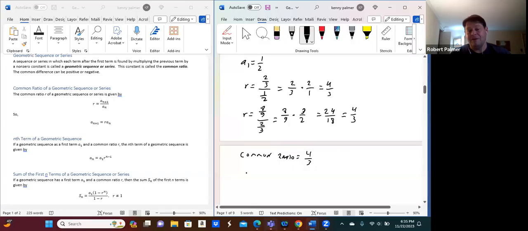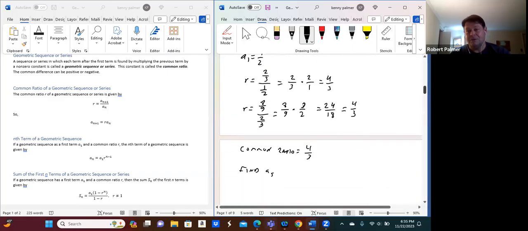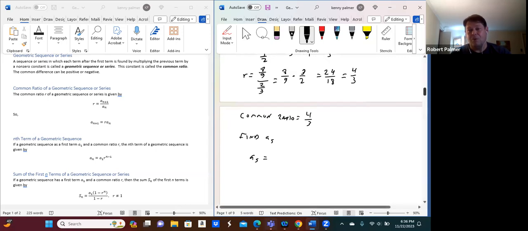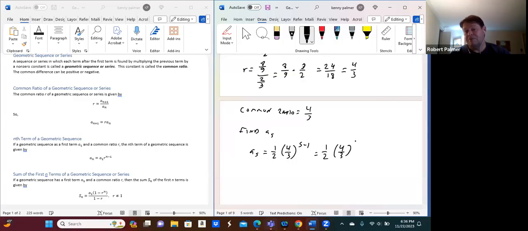So from this, we can find any number. Let's say we want to find the fifth number in the sequence. We only have the first 3. So let's do that. And so a_5 is going to be the original, the a_1, the first element, which is 1/2, times 4/3 to the 5 minus 1. That's going to be 1/2 times 4/3 to the 4th.